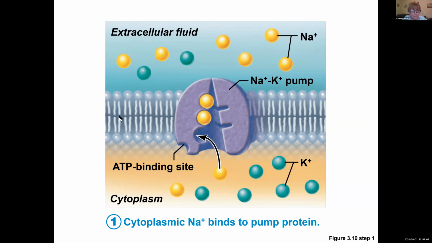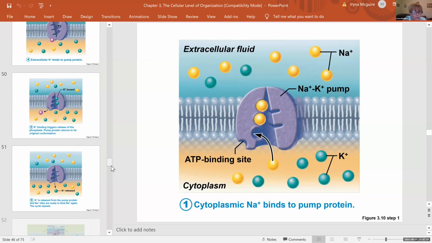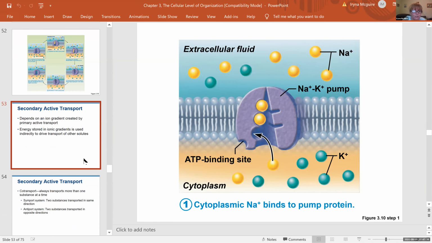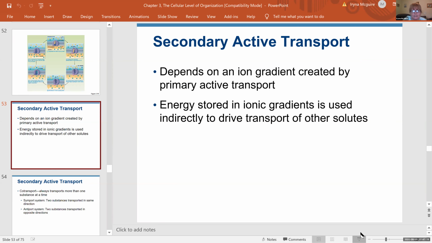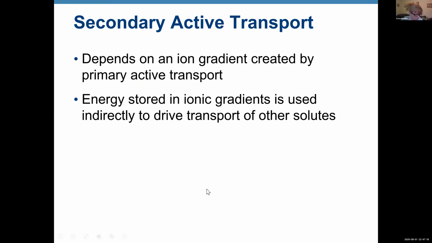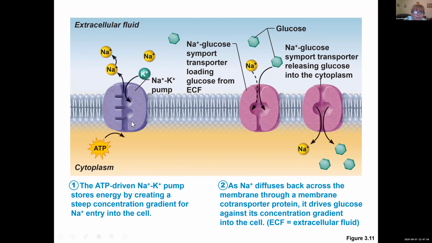I have all of these pictures individually, so I'm going to skip this. But what is secondary active transport? Well, first we need to know that because it's active transport, it depends on ATP, but it doesn't depend on ATP directly. Actually, it depends on ion gradients that are created by primary active transport. So let's look at the diagram. Over here, we have a protein and ATP is directly used, right? That's the sodium potassium pump. So this is our primary active transport.